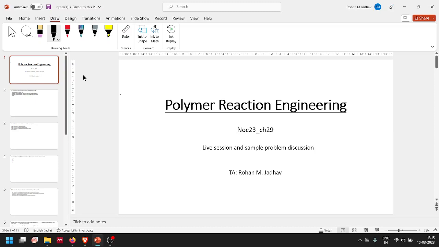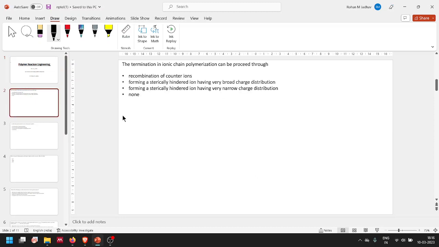Starting from the first question, in this section we'll be discussing more about radical chain polymerization and ionic chain polymerization processes. The first question: termination in ionic chain polymerization can proceed through recombination of counter ions, forming a sterically hindered ion having very broad charge distribution, or forming a sterically hindered ion having very narrow charge distribution. Let's take a look at all these options.